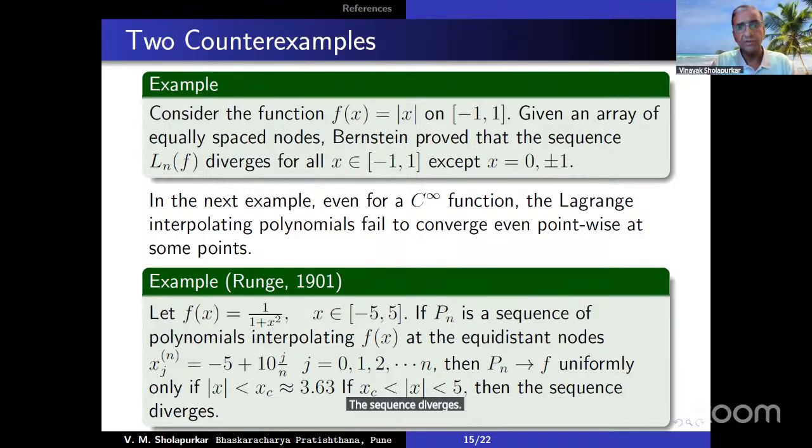Okay. So one can, I will give an example. This is a very interesting example, and there is some complex analysis associated with this example also. But even if you take a C infinity function, it means this is a smooth function, still the Lagrange interpolating polynomial will not converge to the given function.